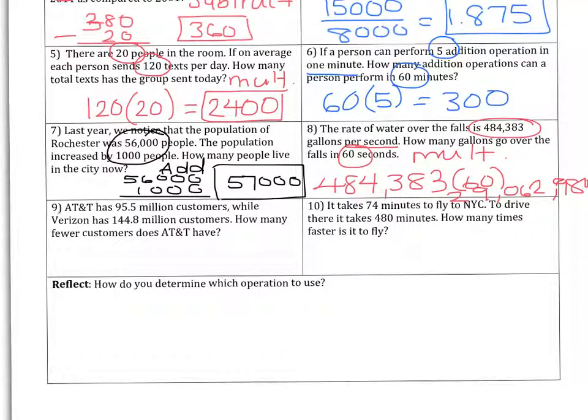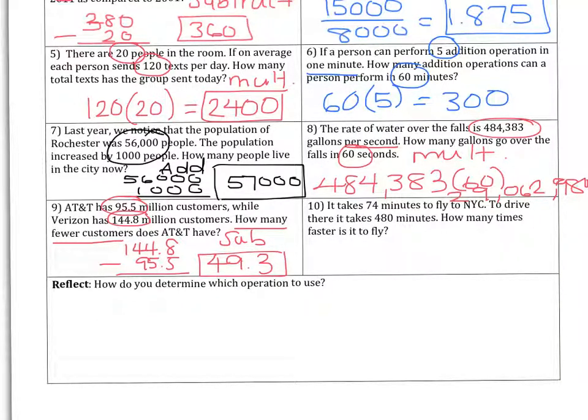Okay, 2 more. AT&T has 95.5 million customers, while Verizon has 144.8 million customers. How many fewer customers does AT&T have? So they're asking us how many fewer customers, how many more do they have? So we're going to take those two numbers, and to figure out what the difference is, we're going to subtract. So 144.8 minus 95.5. So this is going to be 49.3. That's how many more customers Verizon has.